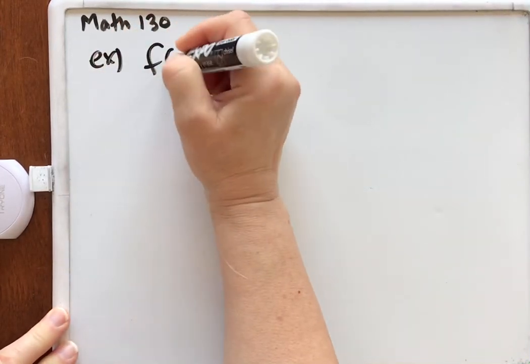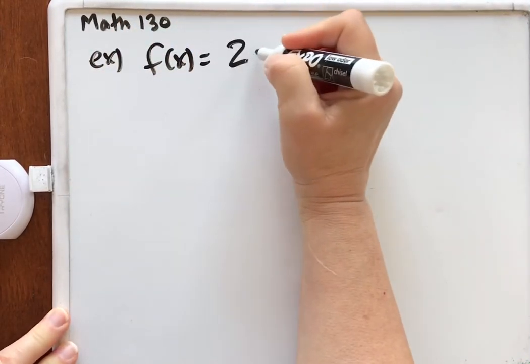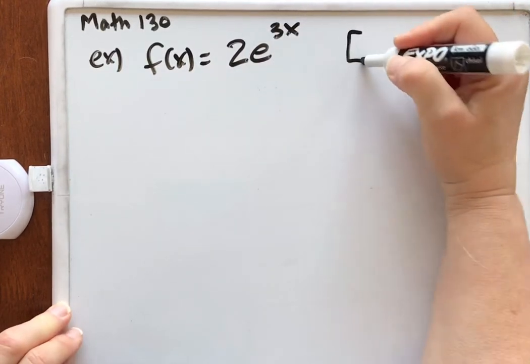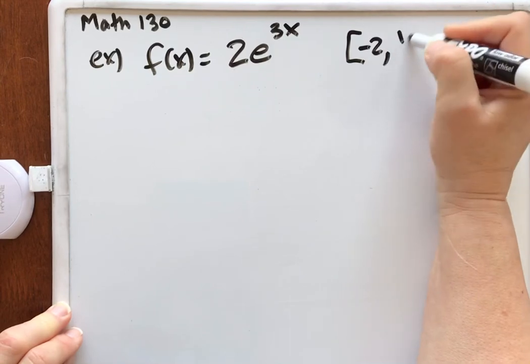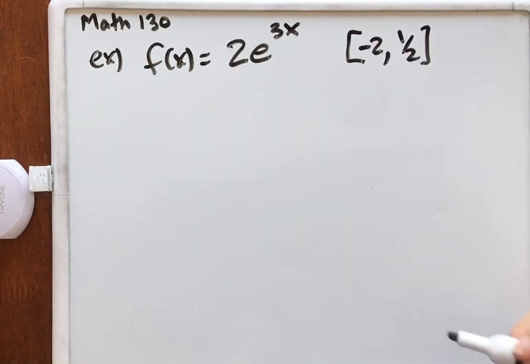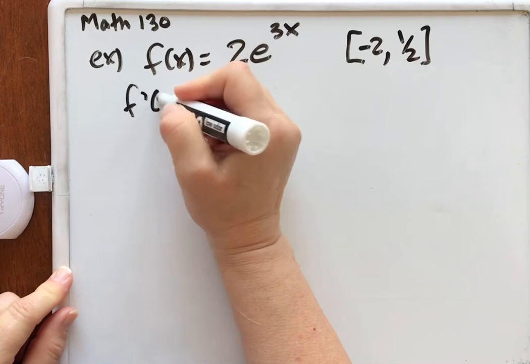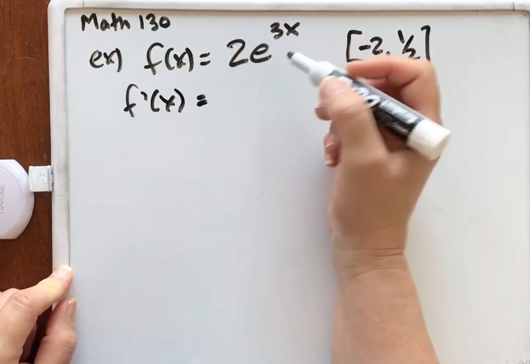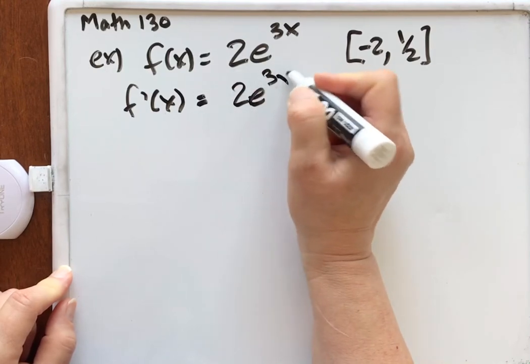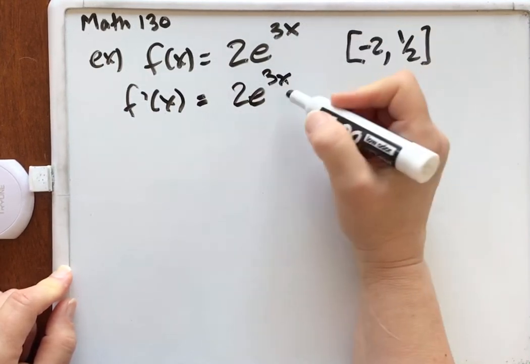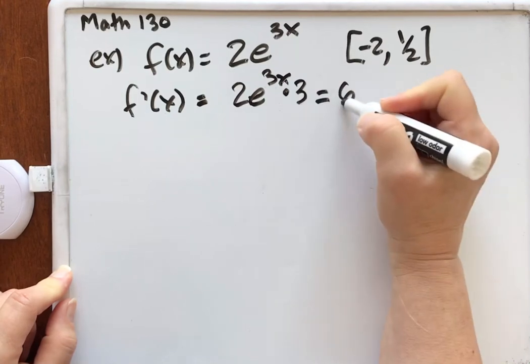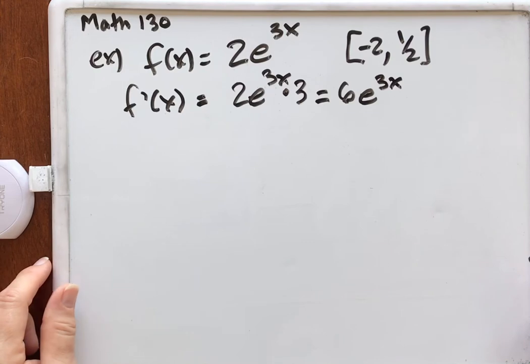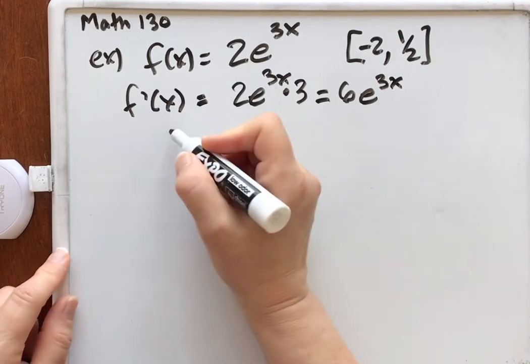We have f of x equals 2e to the 3x, and this is going to be on the closed interval -2 to 1/2. All right, first thing we do, take the derivative. f prime of x equals, we keep this the same, multiply by the derivative of the exponent, so we have 6e to the 3x. All right, what do we do next? Well, we set it to 0.